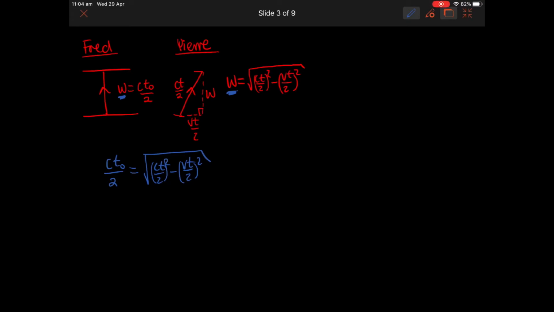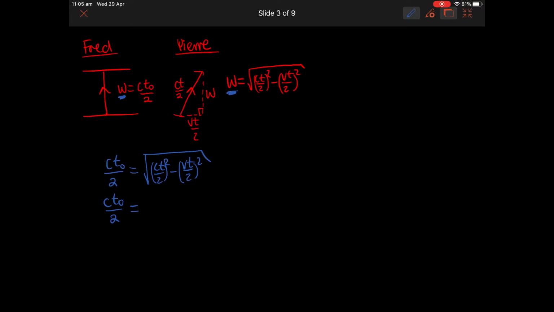Our job now is to work this equation so that we have T, the time measured in Pierre's view, as a function of T naught, the time measured in Fred's view. Okay, if you would like to, as an exercise, pause this now and have a go at that yourself. Otherwise, follow along with me. We're going to work the right-hand side for a moment.